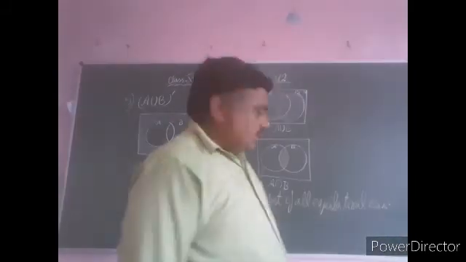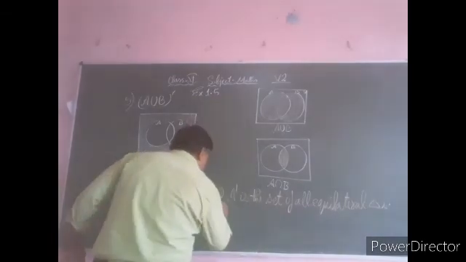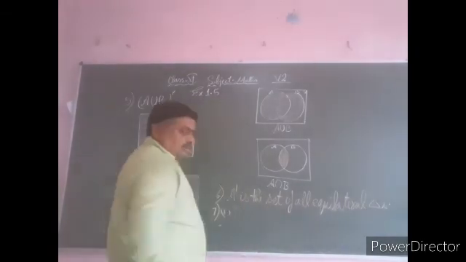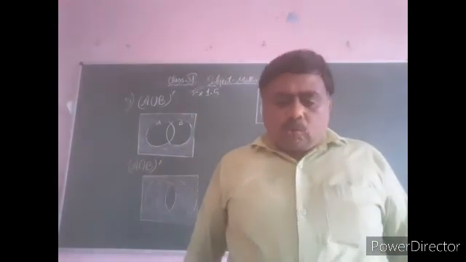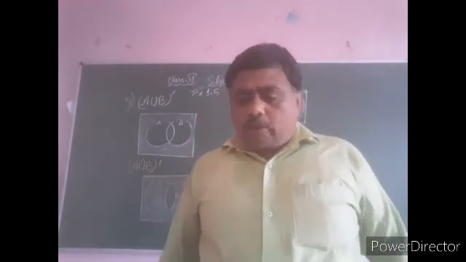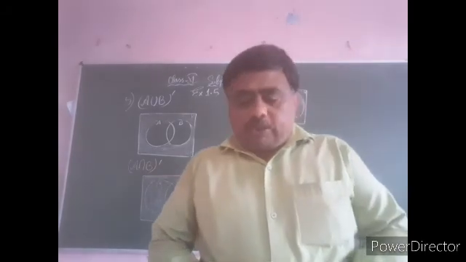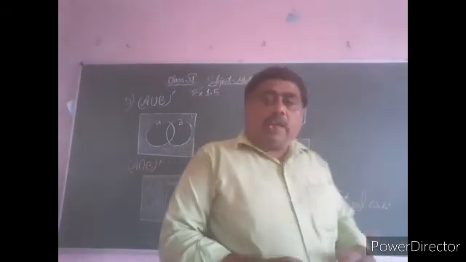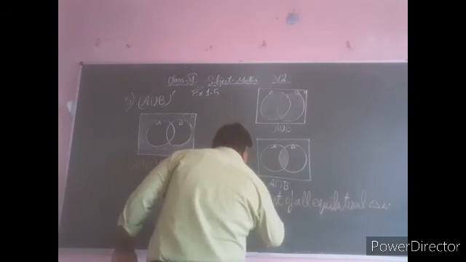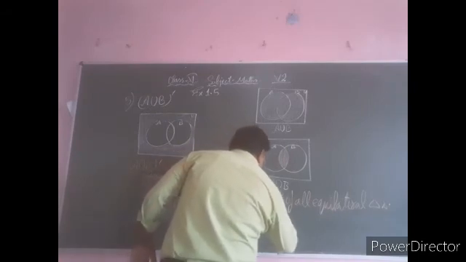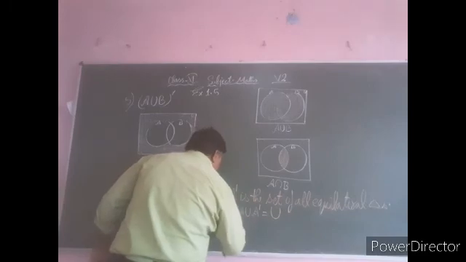Now, 7th question. First one, fill in the blanks to make each of the following a true statement. A union A complement is equal to universal set U.